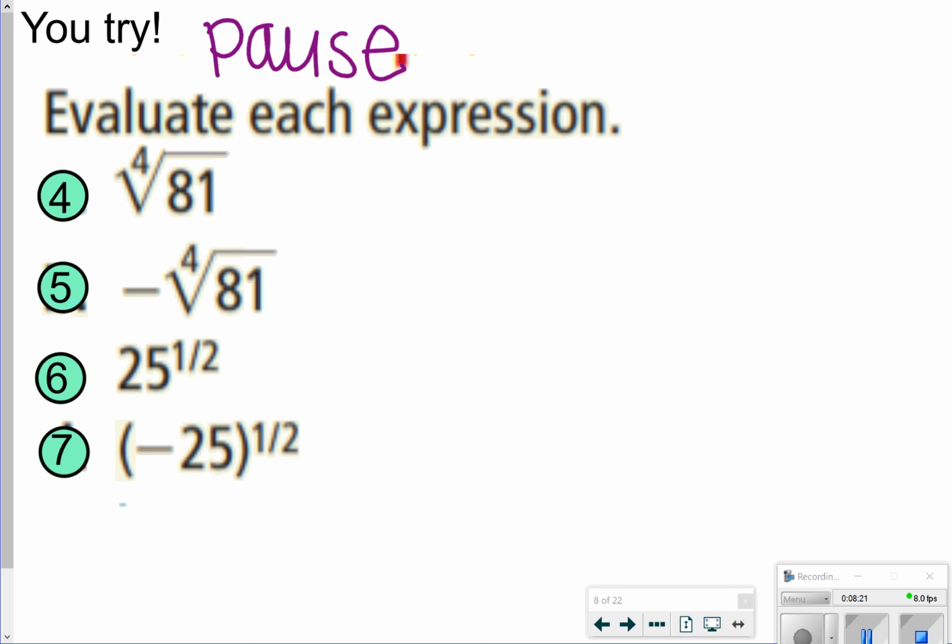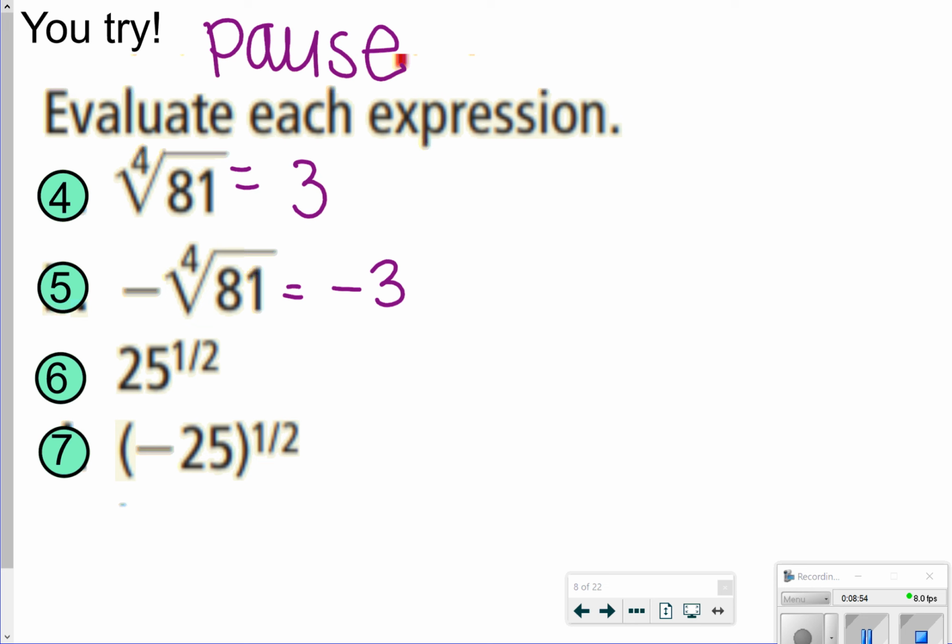Alright, so for number 4, we're asking what number times itself 4 times is equal to 81, and that's going to give you the number 3. And I'm sorry, you could also have plus or minus 3 there too. The same thing is true for number 5. When we have the negative on the outside, that means our answer is going to have a negative with it. And then what number times itself 4 times will give you 81? That is also again 3. We're just going to keep the negative there.